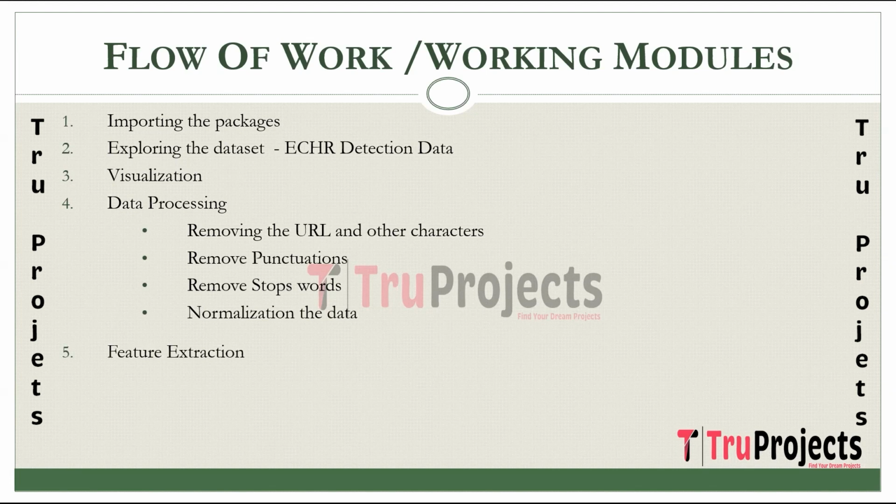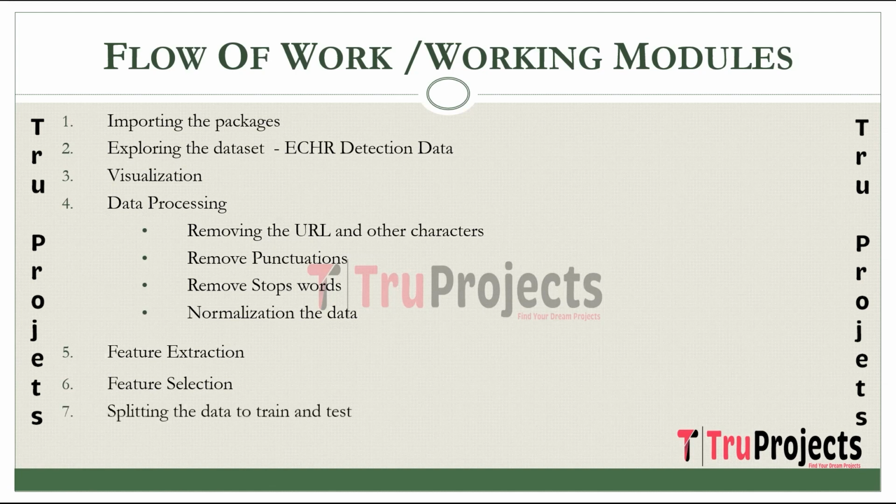Coming to the next step, which is feature extraction. Feature extraction involves transforming the processed text data into numerical features using count vectorizer that can be used by machine learning algorithms. The next step is feature selection. Feature selection aims to identify and select the most relevant features from the dataset. This helps in reducing dimensionality and improving model performance by focusing on the most important features.